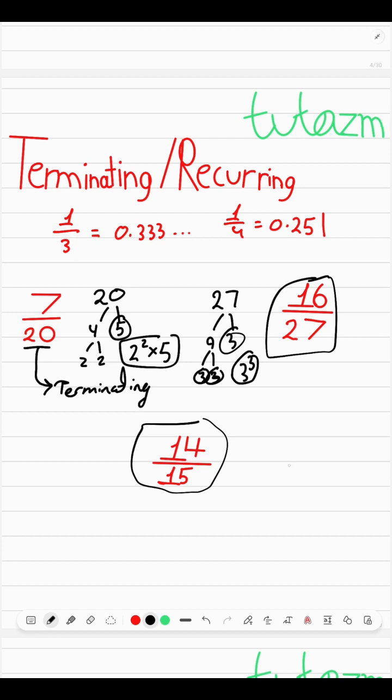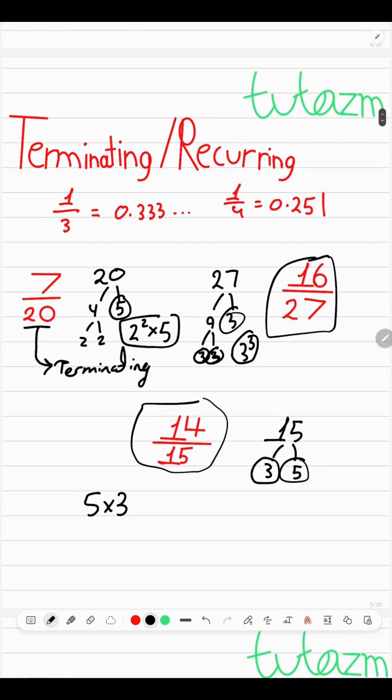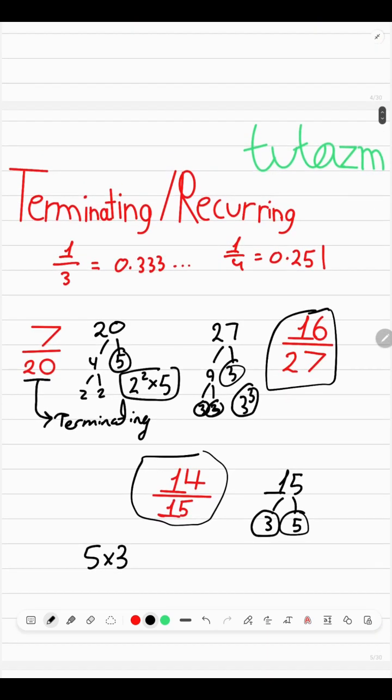Okay, so we have to look at 15 here. 15 is 5 and 3. This means that this fraction is a recurring decimal because the product of prime factors of 15 is 5 times 3, which does not consist of only 5 and 2. So this would be a recurring decimal.